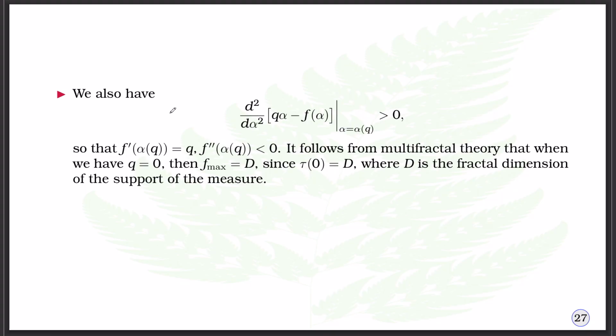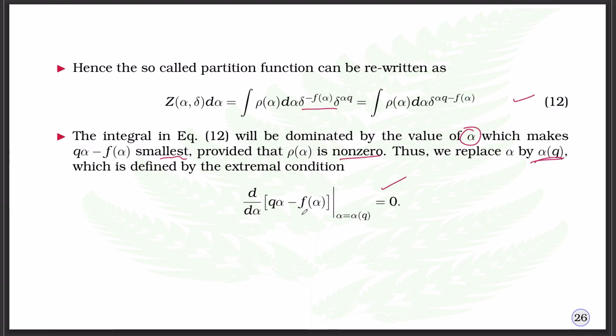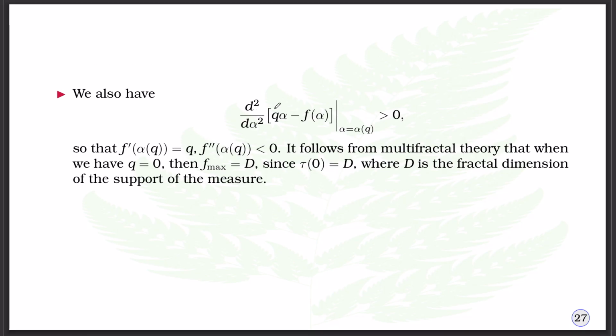Hence, the first derivative at α equal to α_q is 0. If you are taking the second derivative, it is greater than 0, so that f'(α_q) equals q, and f''(α_q) is less than 0. It follows from multifractal theory that when q equals 0, f is maximum and is equal to D, the fractal dimension.